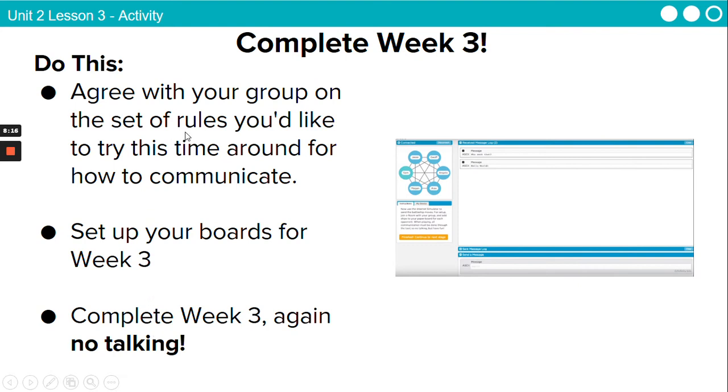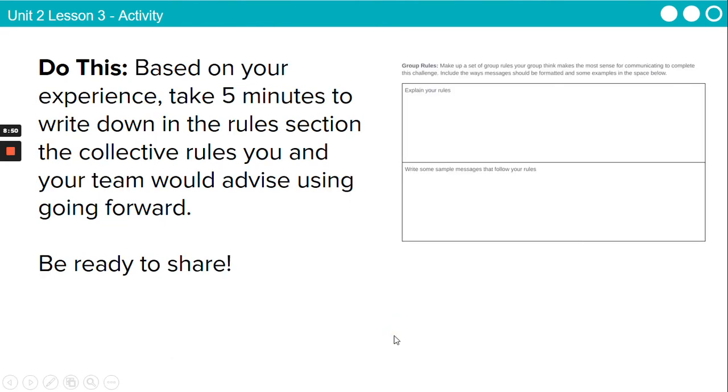And then you go to week 3 and you're doing much like the same thing. You're agreeing with your group on a set of rules you'd like to try this time around for how to communicate. You saw the communication issues in week 2. Now you want to use the strategies you decided on. You know how we fix those problems. You're using those now to set up your board for week 3. And remember, you're now not talking. So all of this is being done with you not talking. Just writing your thing on the simulator, communicating on the simulator. And then we move on.